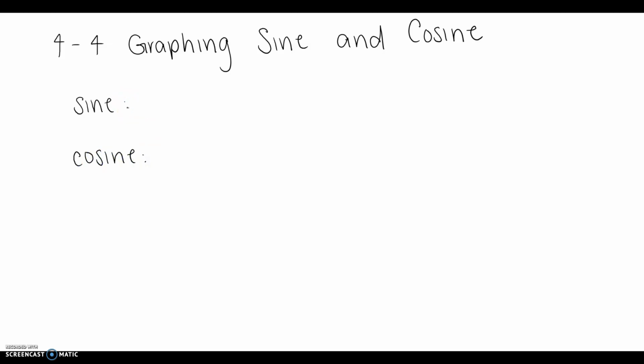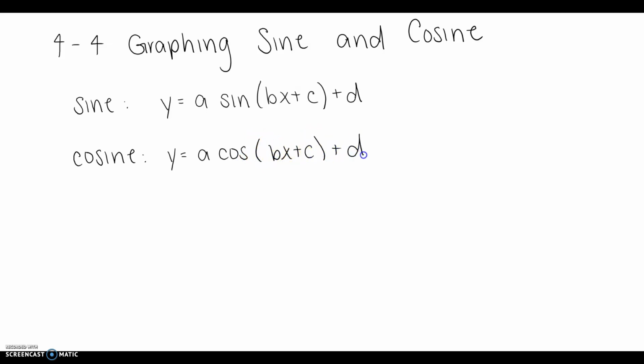They're both going to be y equals, or f of x equals, a times sine of bx plus c, and then plus d. And the difference between Algebra 2 and Pre-Calculus is in Pre-Calc we leave it as the bx plus c, which doesn't necessarily matter. Cosine, same thing, y equals a times cosine of bx plus c plus d.